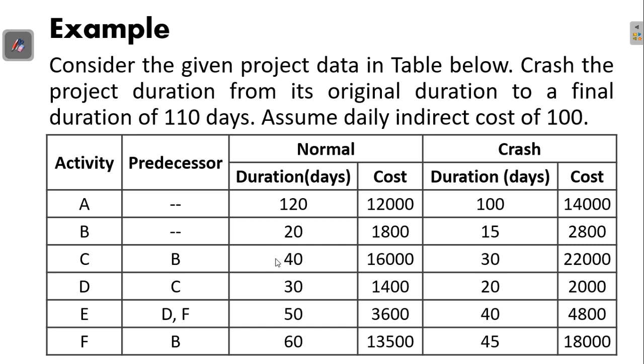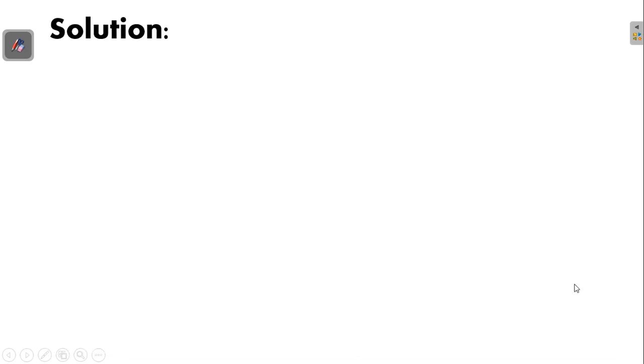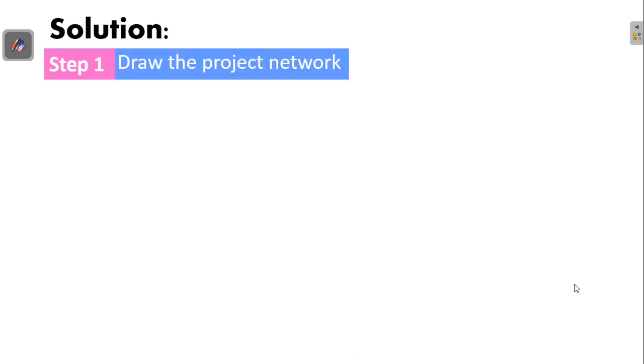Now let's use this example to illustrate how we can perform crashing of a project. Consider the given project data in a table. Crash the project duration from its original duration to a final duration of 110 days, assuming a daily indirect cost of 100. These are the information that we have in our table: activity, predecessor, normal duration and normal cost, and also the crash duration and crash cost.